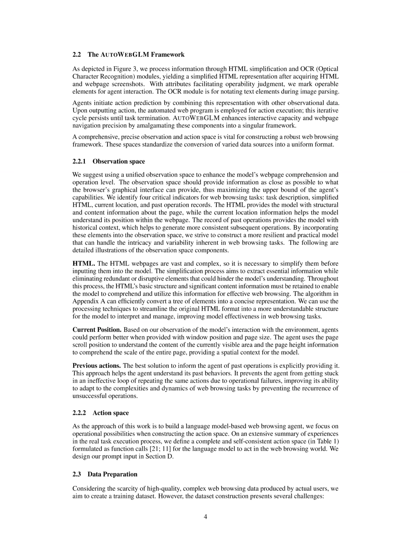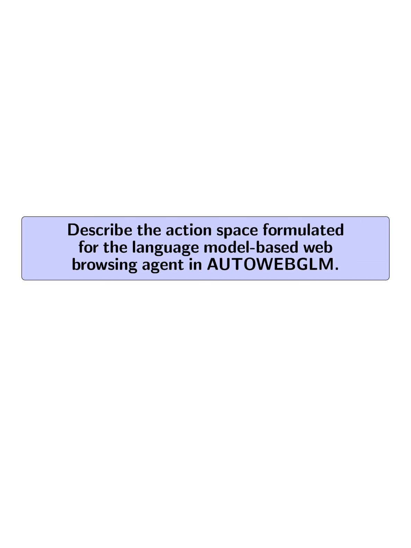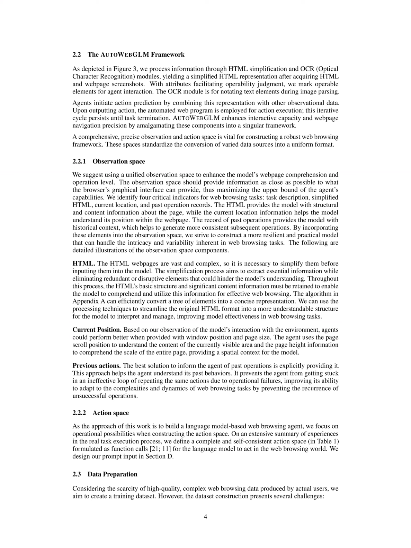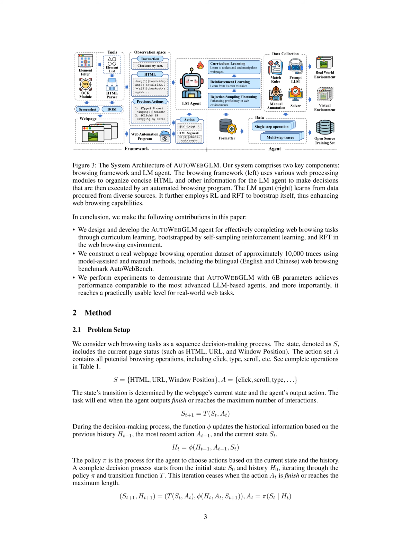Describe the action space formulated for the language model-based web browsing agent in AutoWebGLM. The action space includes various potential browsing operations such as click, scroll, and type. These actions are designed to enable the agent to interact with web pages effectively. The state transition in the decision-making process is determined by the current web page state and the agent's output action. The task ends when the agent outputs finish or reaches the maximum number of interactions.